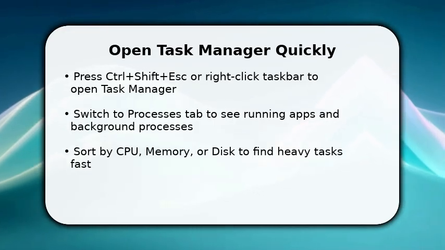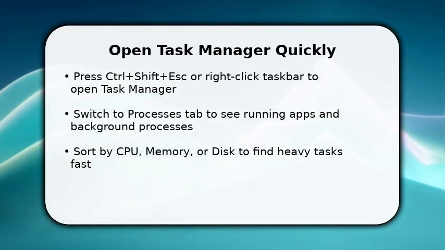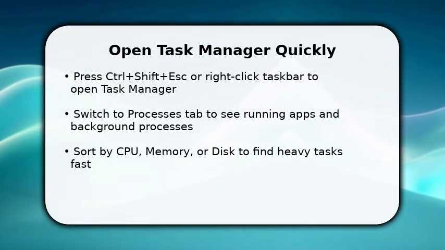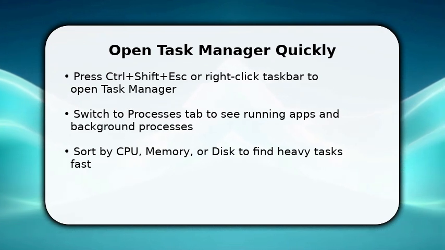Sort by CPU, memory, or disk to identify the heaviest tasks first. That helps you prioritize what to close. Make sure to expand Details view if needed. This initial scan saves time and prevents accidentally closing essential system items.